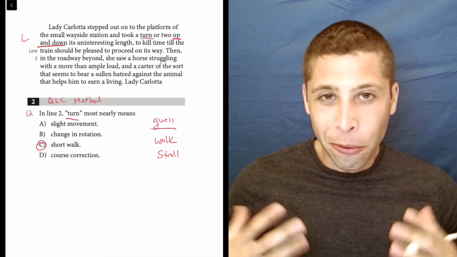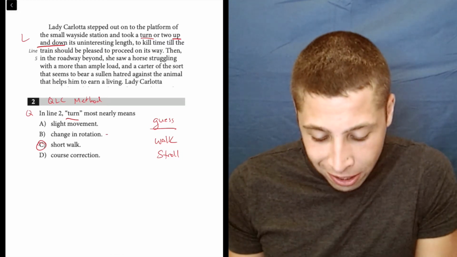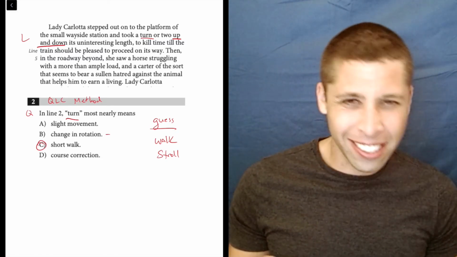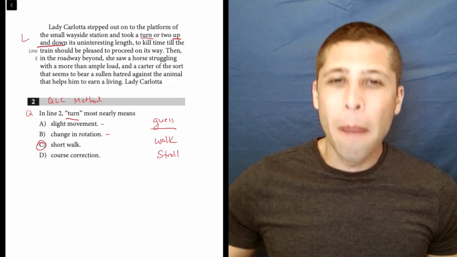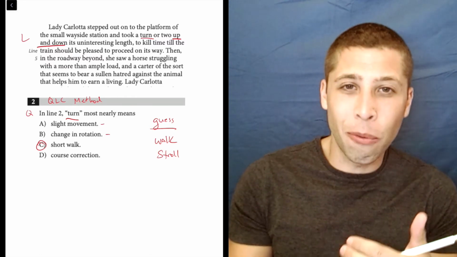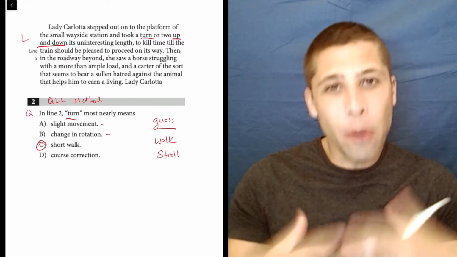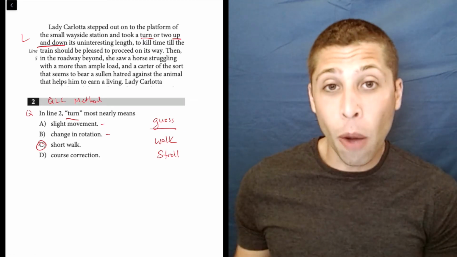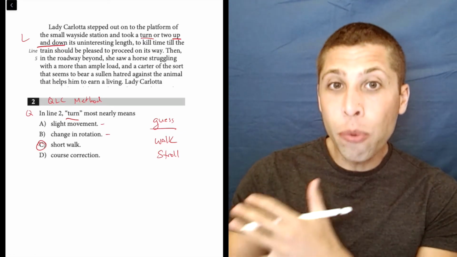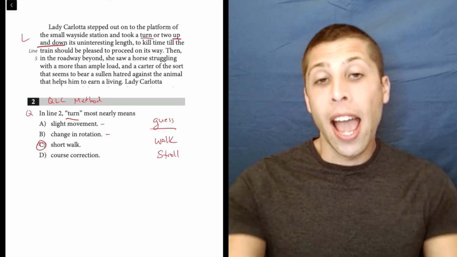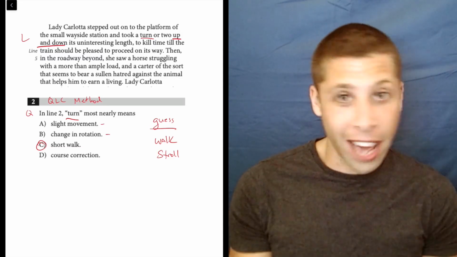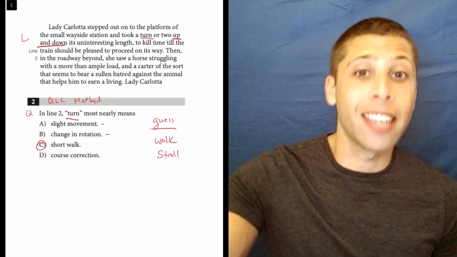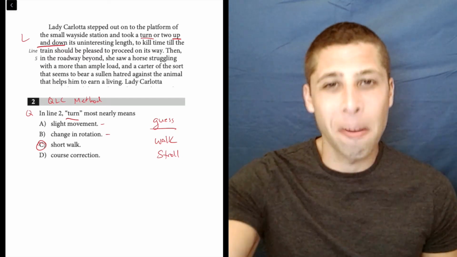What people pick here is something like change in rotation, which is what we normally think of as a turn, right? Or slight movement, people pick that too. But if you have a guess before you look at the choices, you're much less likely to be biased because the only thing you have to go on is the sentence. If you don't get that initial guess, and then you go to the choices and start analyzing them and thinking, well, this could be the definition, then you better plug that back in and test it in the original sentence and make sure it makes sense.